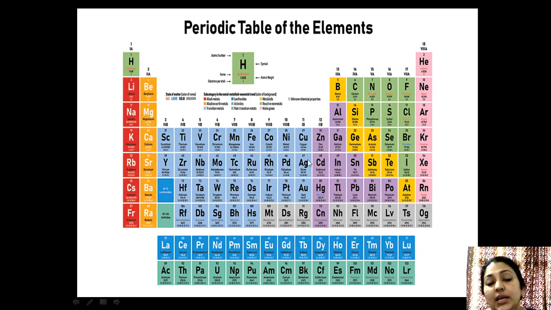One more periodic table is there before coming to the modern periodic table, that is Mendeleev's periodic table. So we will meet again with Mendeleev's periodic table first, then we will discuss the important properties of the modern periodic table. We will get familiar with the modern periodic table first, then we will go on to discuss the properties.